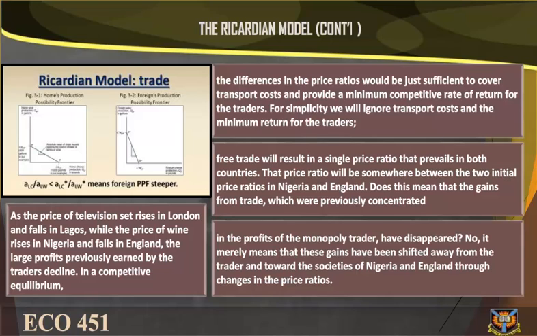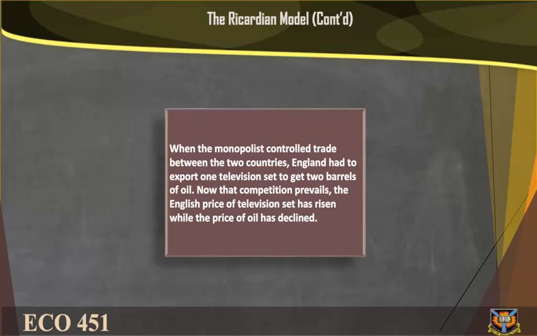Free trade will result in a single price ratio that prevails in both countries. That price ratio will be somewhere between the two initial price ratios in Nigeria and England. Does this mean that the gains from trade, which were previously concentrated in the profit of the monopoly trader, have disappeared? No, it merely means that these gains have been shifted away from the trader and toward the societies of Nigeria and England.